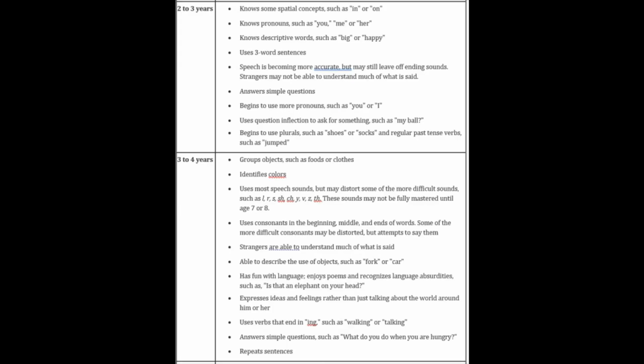So now from the ages of 2 to 3 approximately, they should know some spatial concepts such as in or on. They should know pronouns such as you, me or her. They should know descriptive words such as big or happy. They should be starting to use 3-word sentences. Their speech is becoming more accurate, but strangers may still not be able to understand much of what's being said.